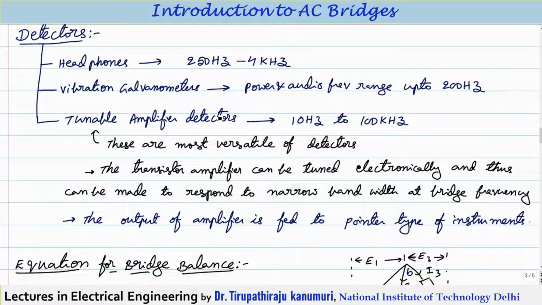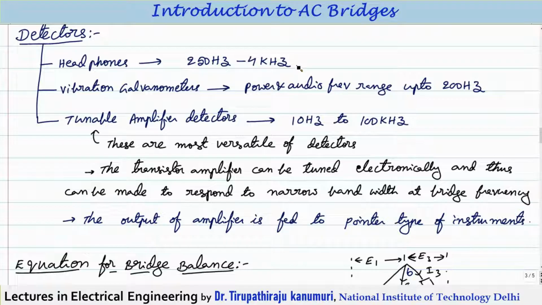Now coming to the null detectors which are used for detecting the balance. These are the 3 commonly used methods. First one is the headphones. The headphones are used for a frequency range of 250 Hz up to 4 kHz, and they are very sensitive in this range.